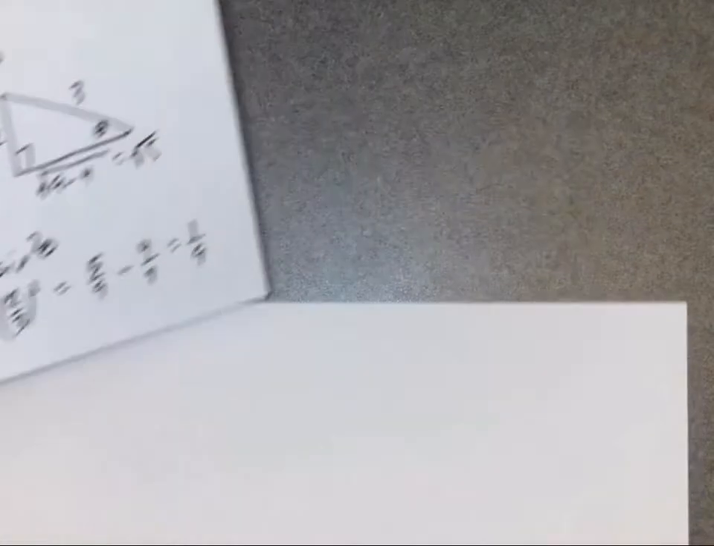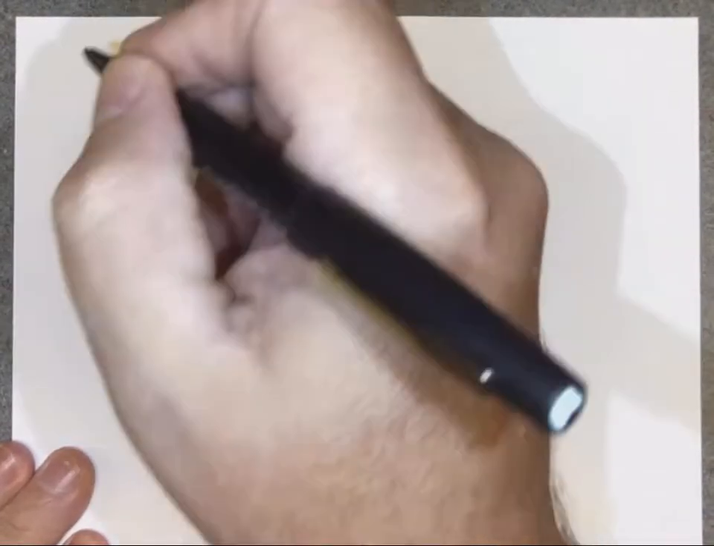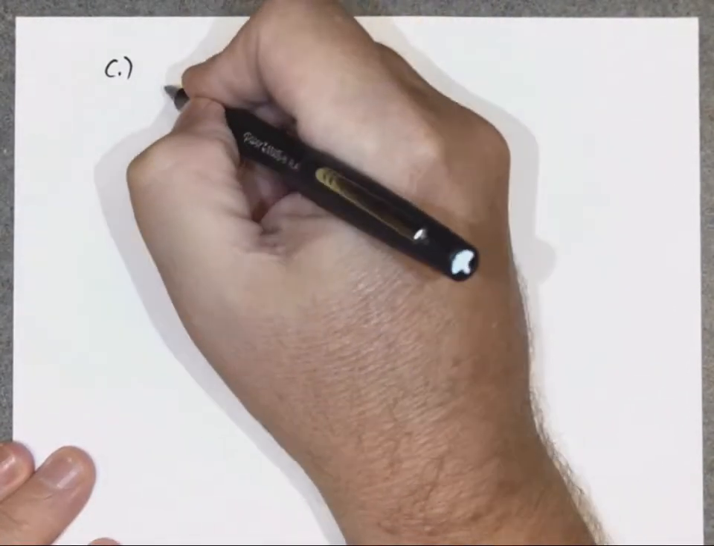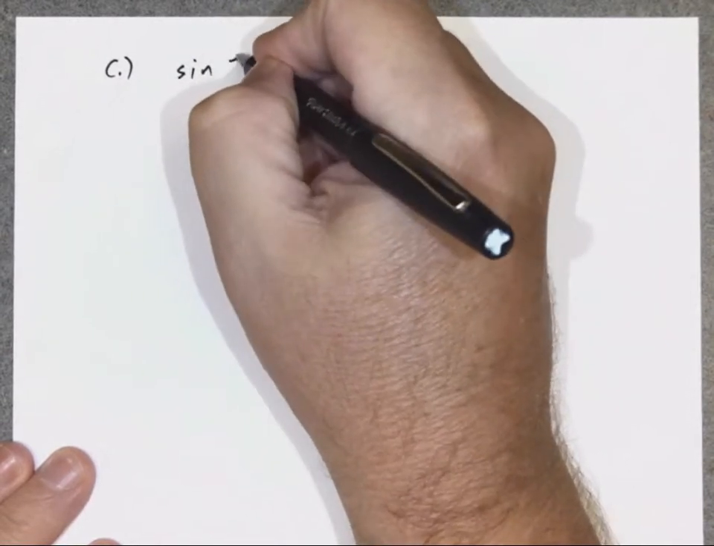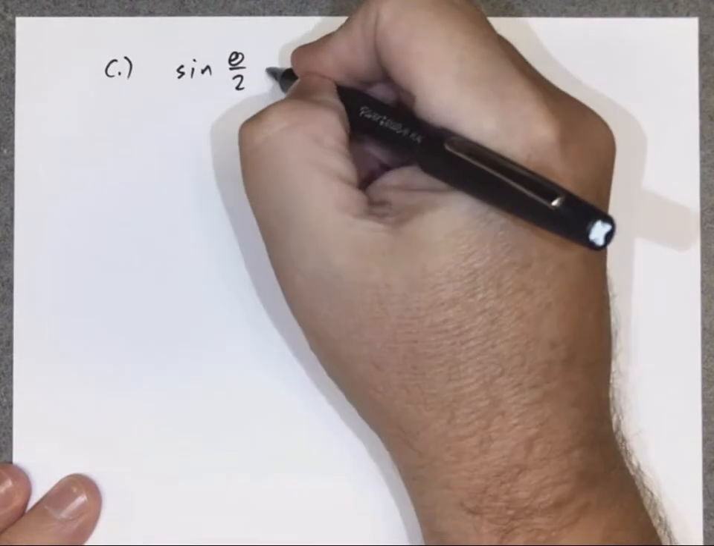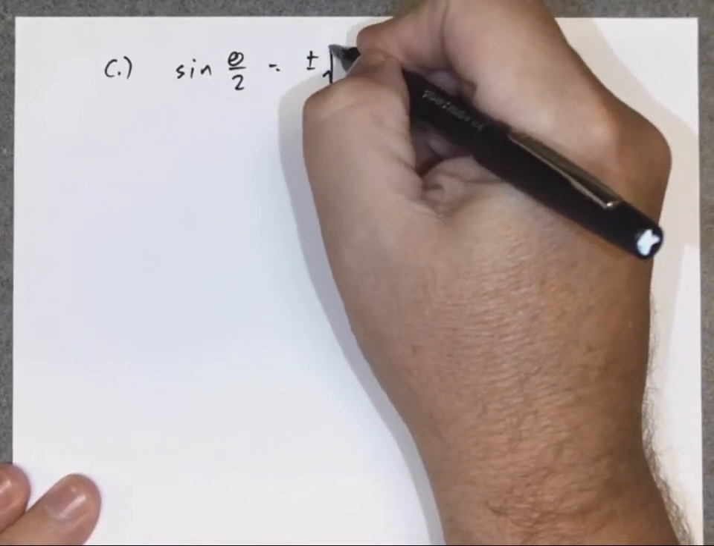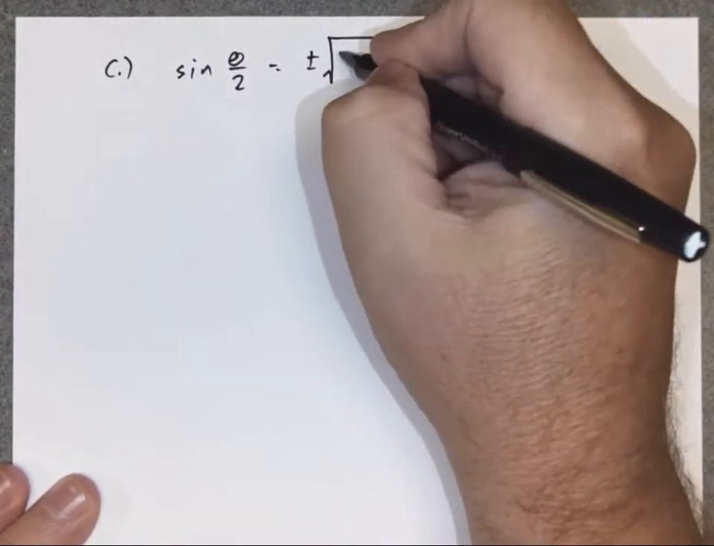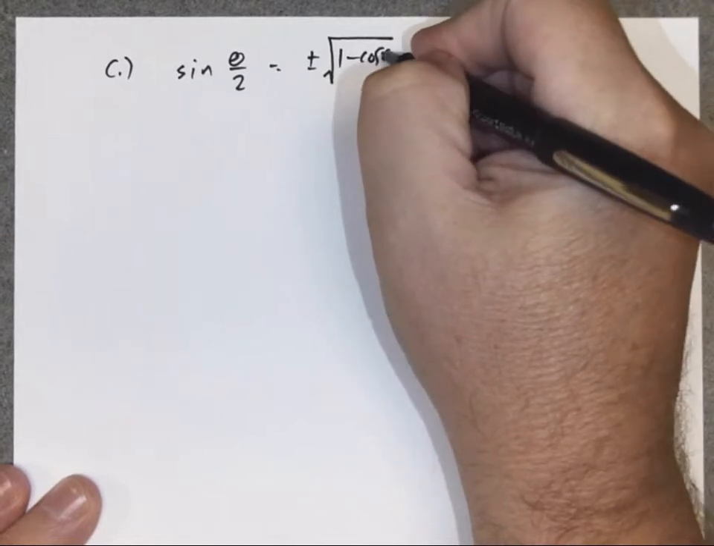Now, let me make some room. Part C, so this is a pretty tedious problem. Just write it down here. Part C was now half angle. And if you go to a formula sheet, there are formulas for half angles. And it is plus or minus square root of 1 minus cosine theta.